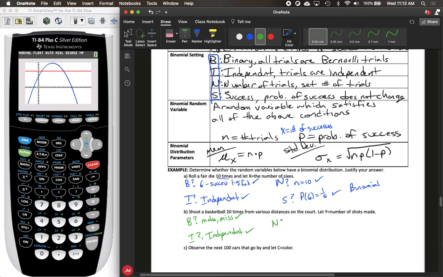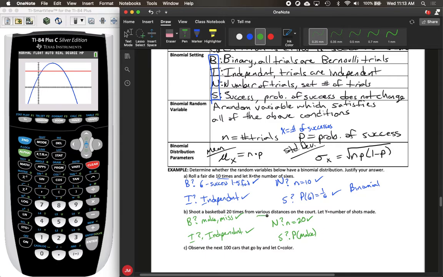For N, do we have a fixed number of trials? Well, we're going to shoot the basketball, it said 20 times, so yeah, we do have that. How about for a fixed probability of success? So what is the probability that we make the shot? And here's where we run into a little bit of a problem.